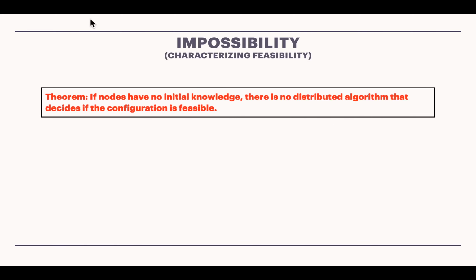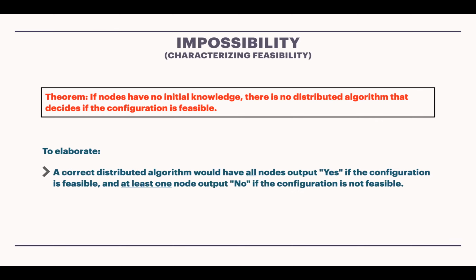With regards to characterizing feasibility, we have a result that says that there is no distributed algorithm that can decide whether or not the configuration is feasible. And this is under the assumption that the nodes have no initial knowledge about the configuration when they start running the algorithm. To elaborate on what this means, a correct distributed algorithm would have to have all of the nodes output yes if the configuration they're in is feasible, and at least one of the nodes output no if the configuration they're in is not feasible.